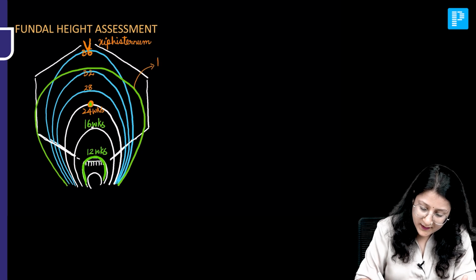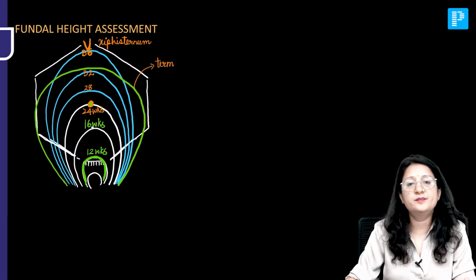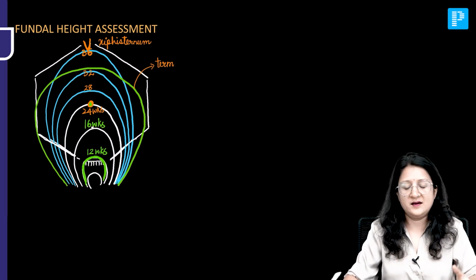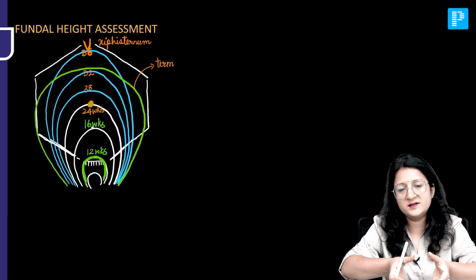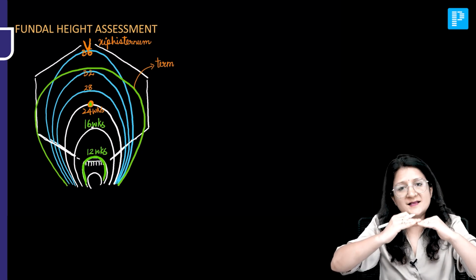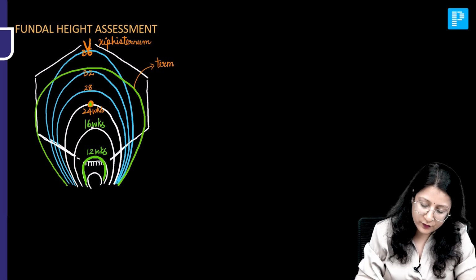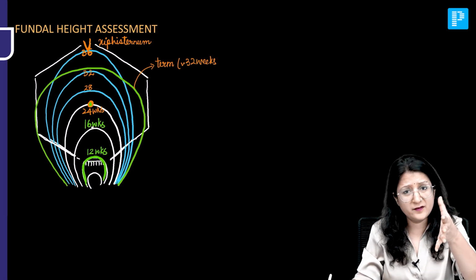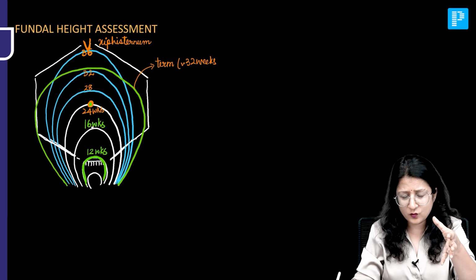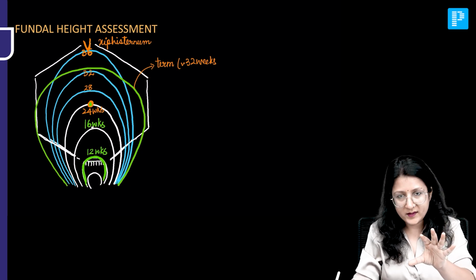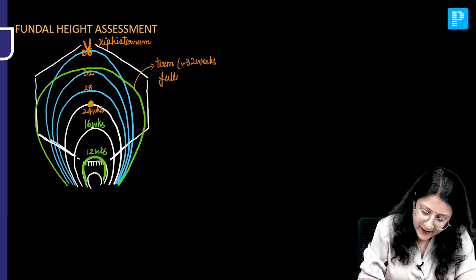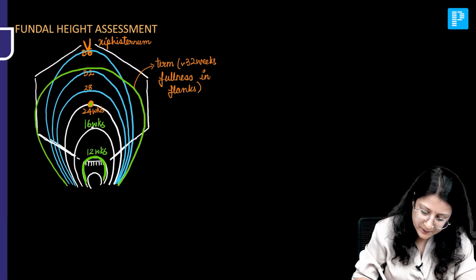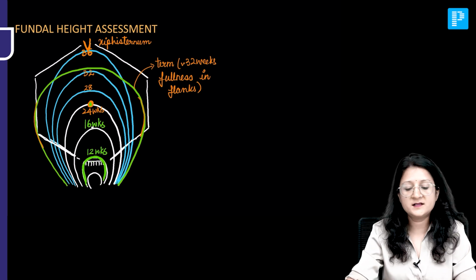Then what happens at term? At term, the head drops down into the pelvis, or whatever the fetal presenting part is, it drops down and enters the pelvis. As the head drops down, the fundal height is going to decrease, and there will be fullness in the flanks. So it will be roughly at around the 32 weeks level, could be the 32 or 34 week level, with fullness in the flanks, like this. So this would be term.